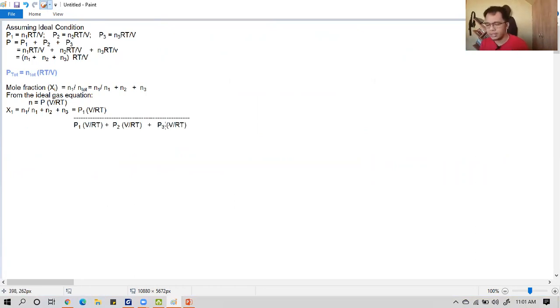So how do we do that? First and foremost, we have Dalton's law. Suppose that we have three gases: gas A, gas B, and gas C. The P total expression for this will be the pressure of A plus the pressure of B plus the pressure of C. Now we will impose the ideal gas law. Let's assume that all the gases are exhibiting ideal behavior.